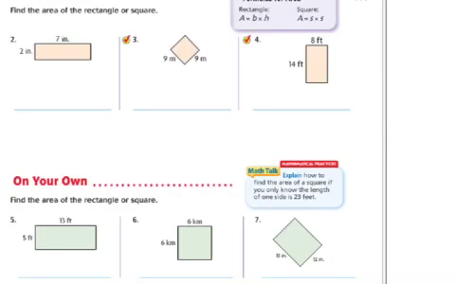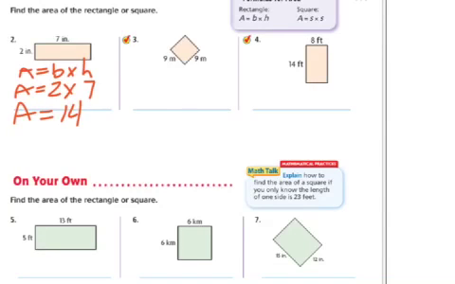Alright, so let's take a look at our next problem. I want you to write out the steps, so I want to see that you are writing out your equation. A equals base times height. Fill it in. A equals 2 times 7. A equals 14. And we have inches. I want to see all 3 steps. It's important that we write out the steps.